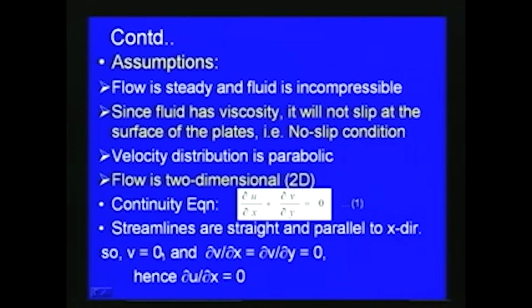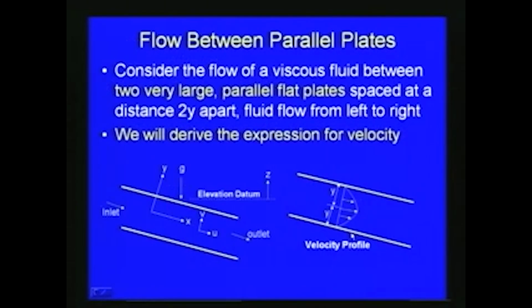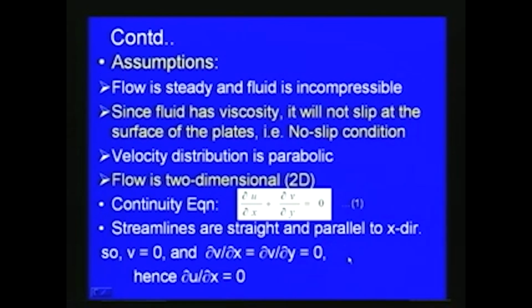Now, as far as this particular problem is concerned, the velocity v is equal to 0. So, del v by del x is equal to 0 and del v by del y is equal to 0. By using this condition in the continuity equation, we can write del u by del x is also equal to 0. That means this is a parallel flow, which we consider here with respect to this plate, flow between the parallel plates. So, the v component is 0, and we consider the velocity in the x direction, u.